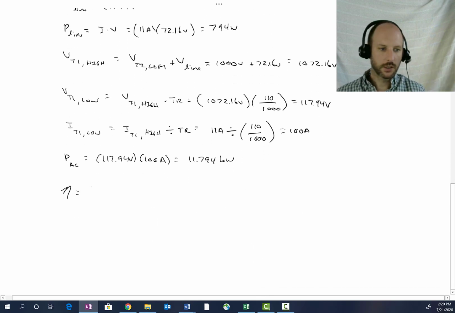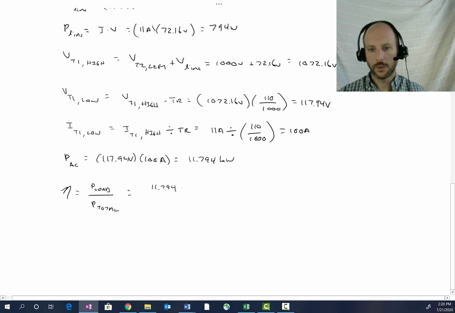So I want to calculate the efficiency of this power system. That is 11 kilowatts divided by 11.794 kilowatts, and that gives us a system efficiency of 93.27%.